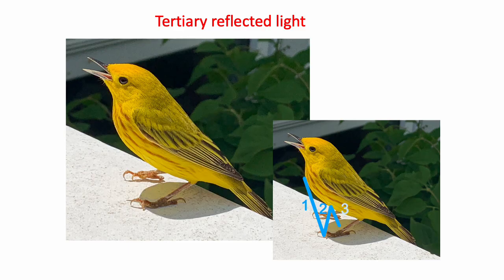We see tertiary reflected light here because the surface is white and the yellow is very saturated, meaning that most of the light rays coming from this bird are yellow. So the first ray goes down from his belly to his cast shadow, and then it goes up to his belly, collects some yellow light, and then goes down into the cast shadow to make this part yellow.